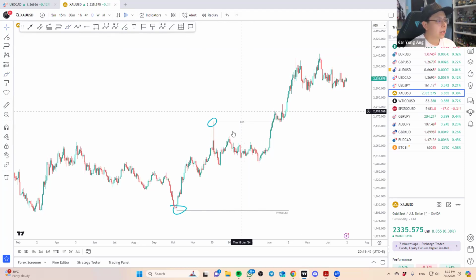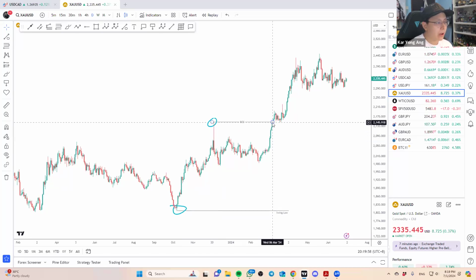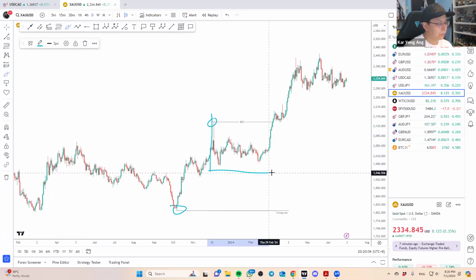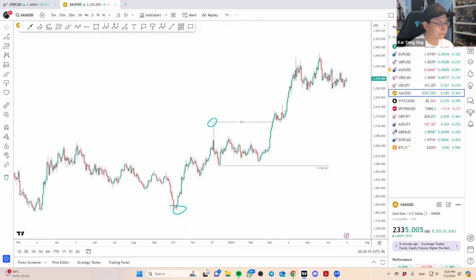Okay, now if this is a break of structure, what we need to then identify is where our new swing low is. How we do this is, when the market breaks and closes above, we want to identify the lowest point prior to the break. So you can see, from here to this break, where is the lowest point? Here. What this means is that our swing low has now shifted to this low.